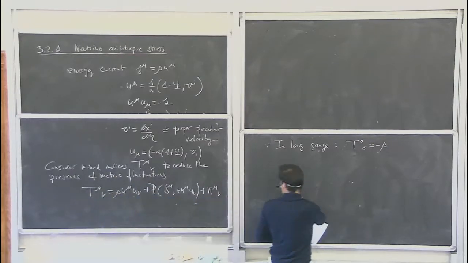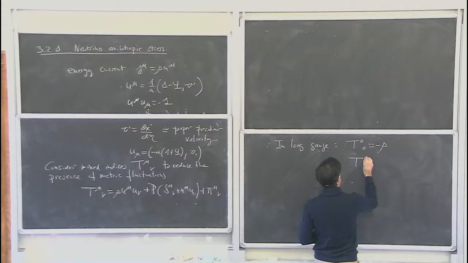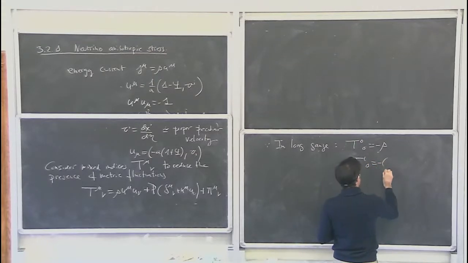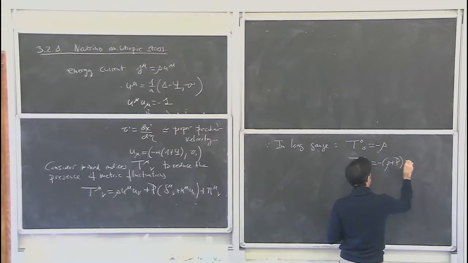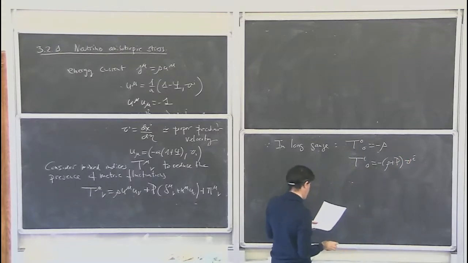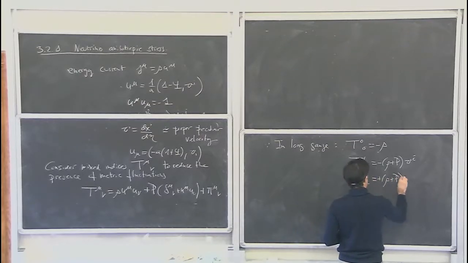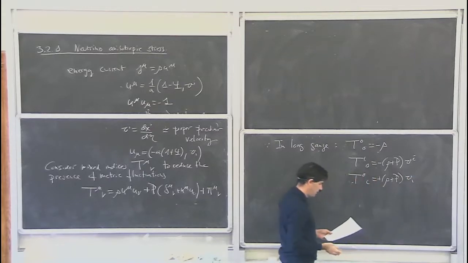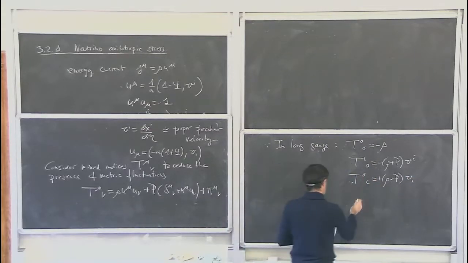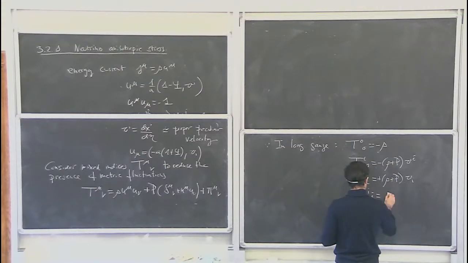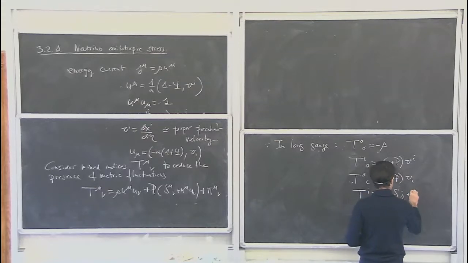Then if you calculate the second, T i naught is minus rho plus P V i. T naught i is plus rho plus P V i down. And then the T i j encodes both the isotropic stress and the anisotropic stress.